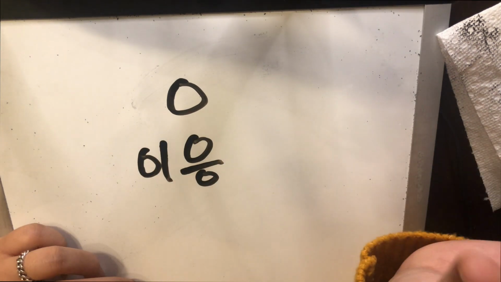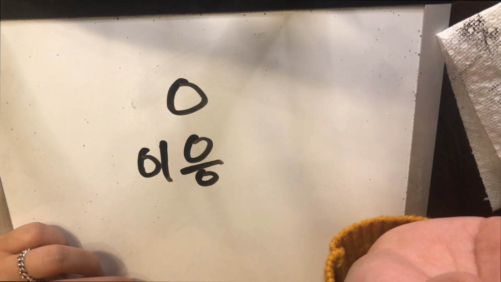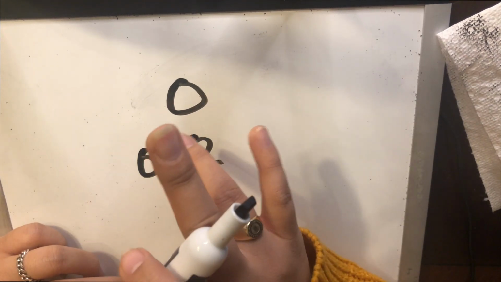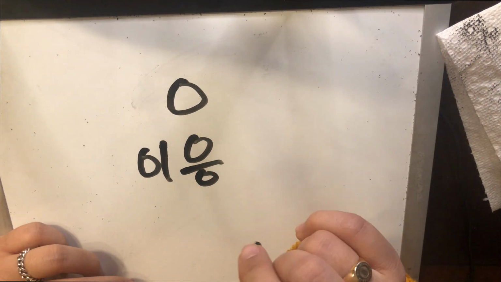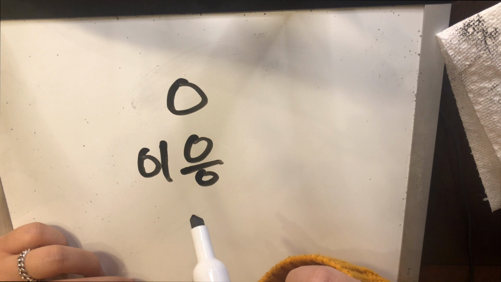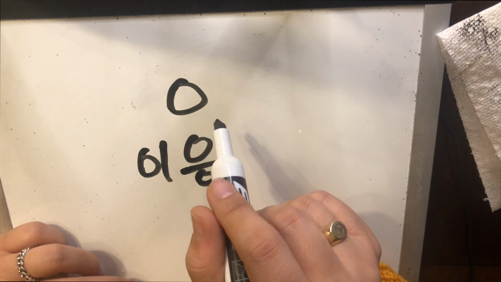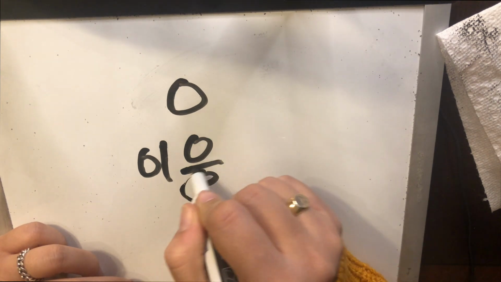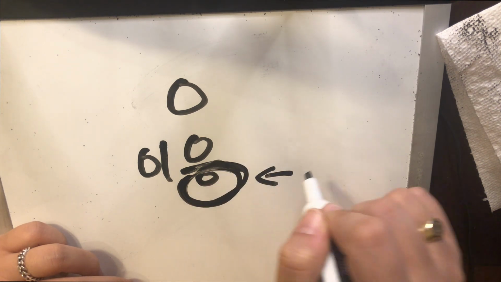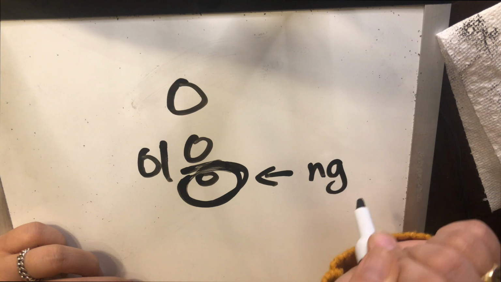Ieung has no sound of its own. So whatever vowel follows it is the sound that you would make. And I guess that's kind of not really a lie. The only sound that it does have is when it's in the bottom position here. When it's at the bottom position, it has an NG sound.